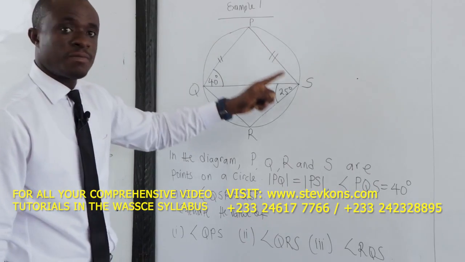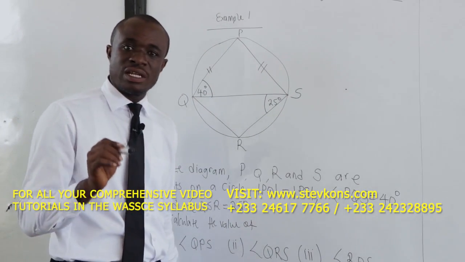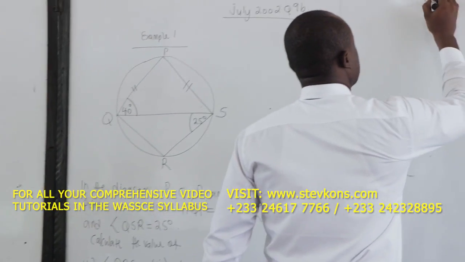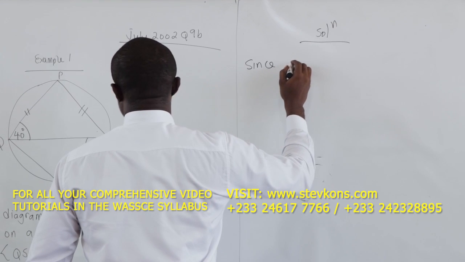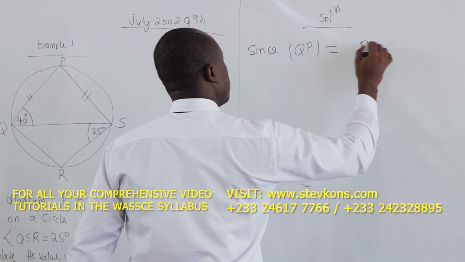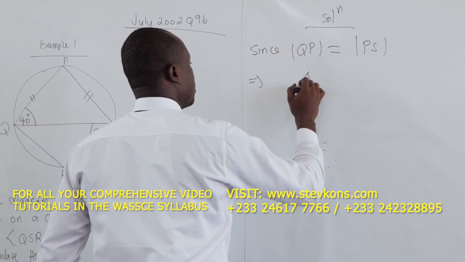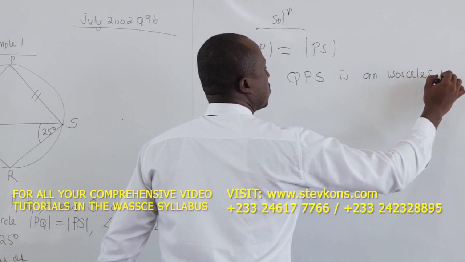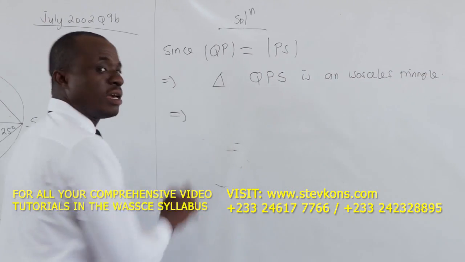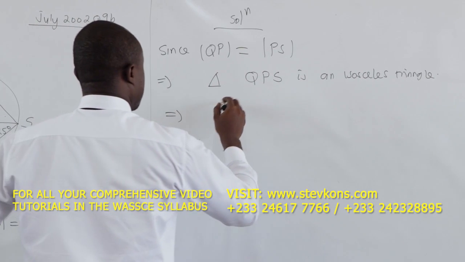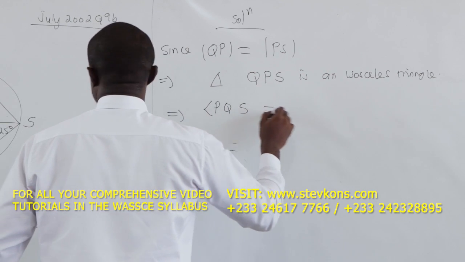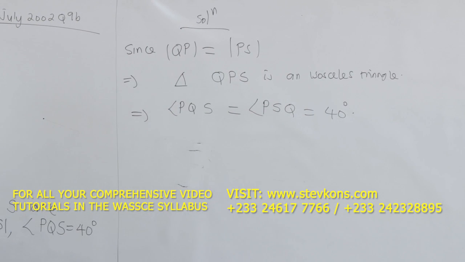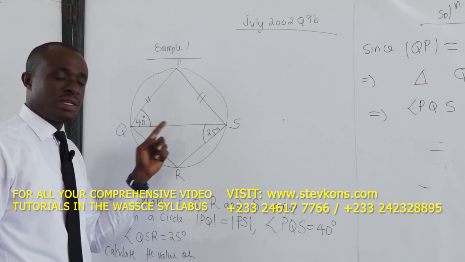Now let's see, QPS is an isosceles triangle. And because it is an isosceles triangle, if this is 40 degrees, then this side also should be what? 40 degrees. So since QP is equal to PS, this implies that triangle QPS is an isosceles triangle. And because it is an isosceles triangle, what can we say? We can say that PQS is equal to PSQ. And this is what? 40 degrees. So this is 40 degrees. This is also 40 degrees.